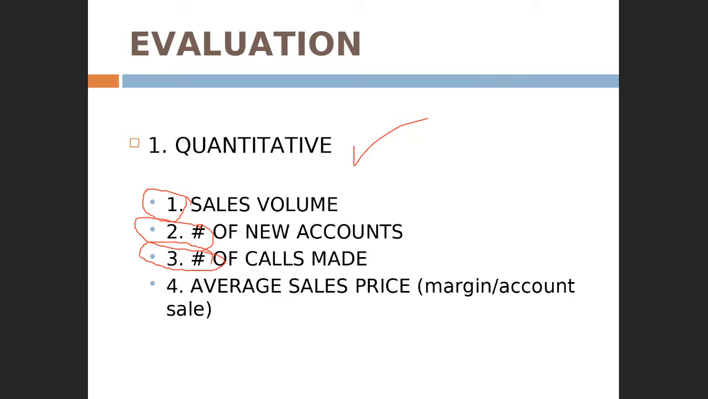This was also suggested to me by a student. So see how much I can learn from my students that have experience in the industry. Average sales price is margin per sale. What this means is that often salespeople actually have the flexibility to reduce the prices.